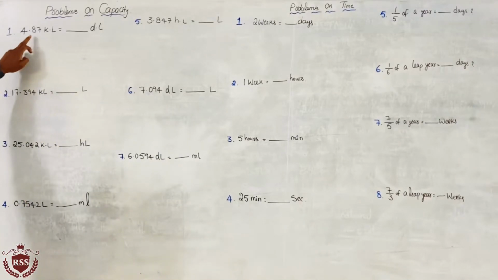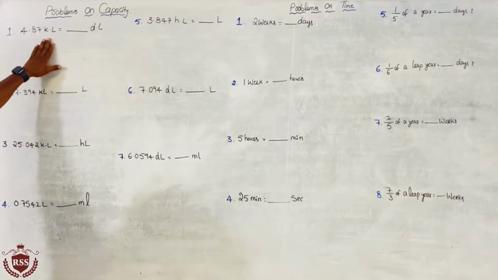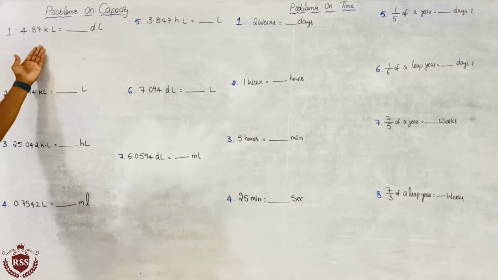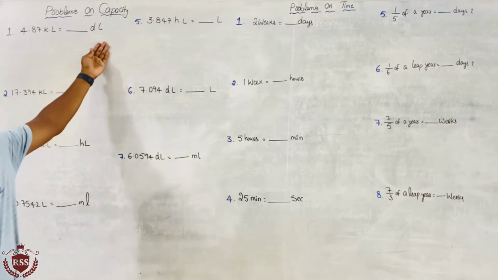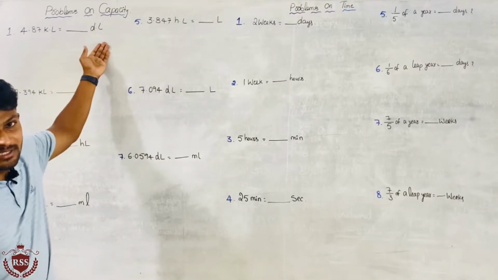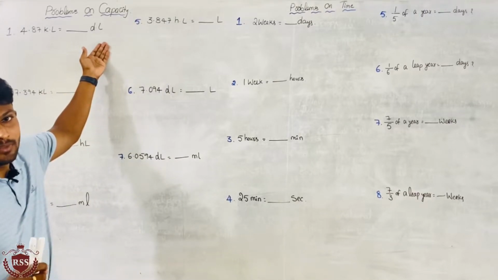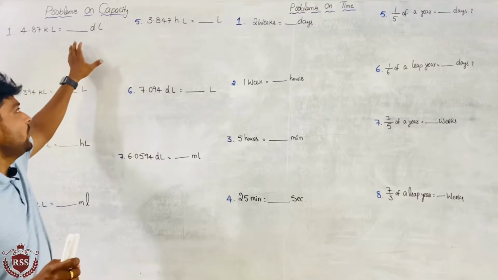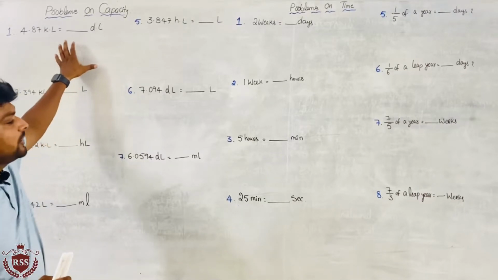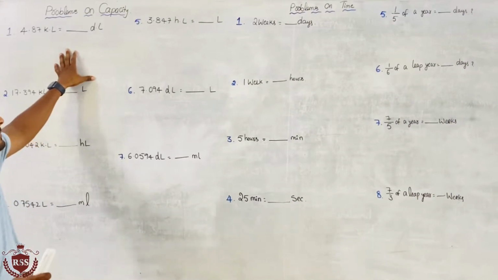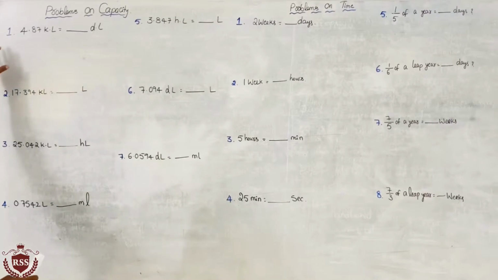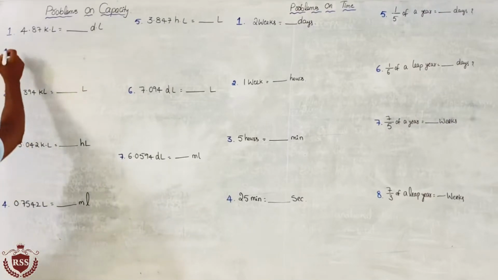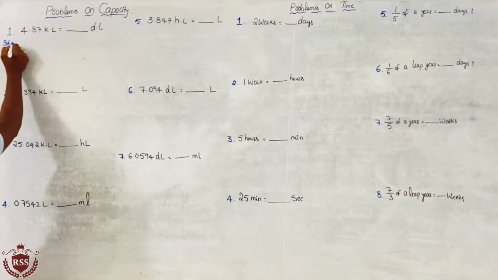Here 4.87 kiloliters, KL, has to be converted into decaliters. I have already told you that you need to learn the basic units properly. You need to have an idea about those units, only then can you do these problems. Please read those units every day. So now come to this one.